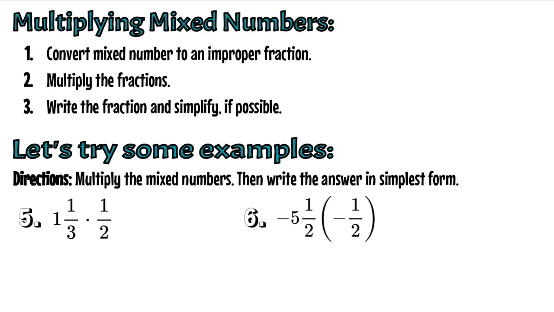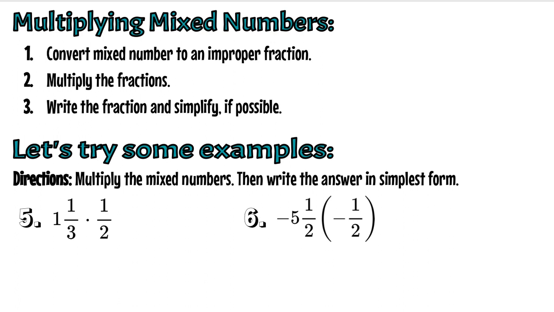In this video, we're also going to learn how to multiply mixed numbers. The first step when multiplying mixed numbers is to actually convert that mixed number to an improper fraction, and then we're going to multiply the fraction just like we just learned. And then the last step again is to write the answer as a fraction and simplify if possible.